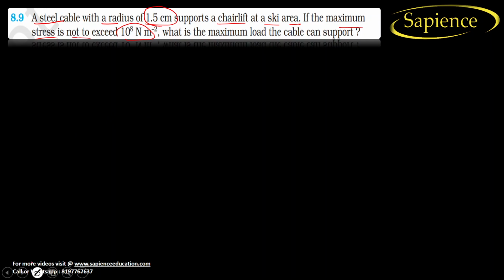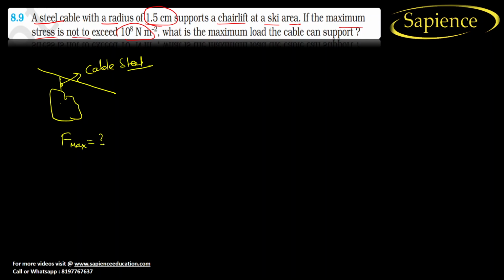So let us consider that ski rope, there is a chair. Let us consider this the chair, and the cable is used for supporting this chair. So this is a cable made up of steel. Now the radius of the cable they have given. Now what is the maximum load the cable can support? So that is force they are asking. So maximum force is how much? They have already given maximum stress is equal to 10 to the power 8 Newton per meter square.